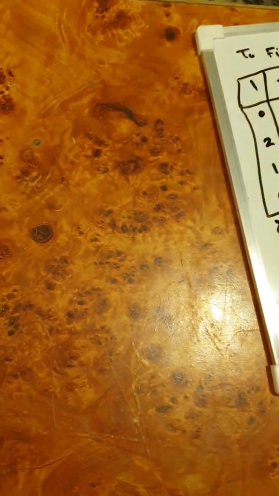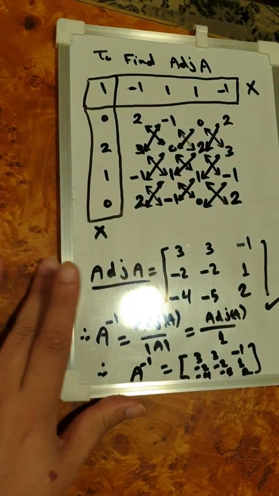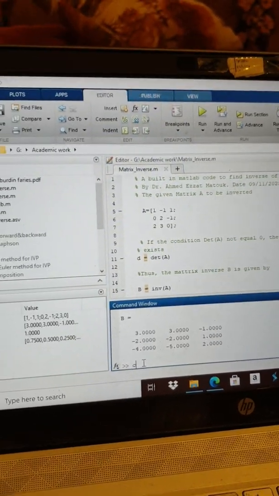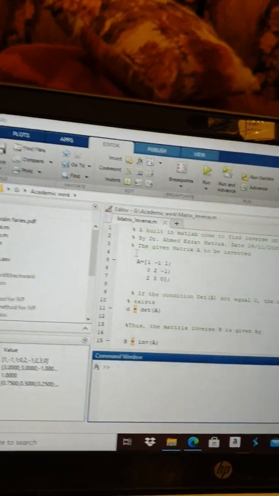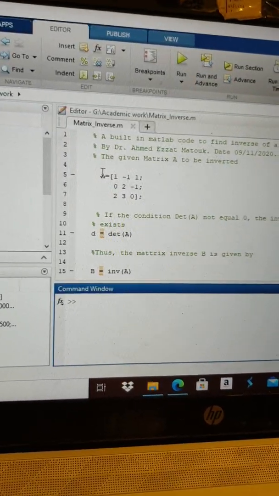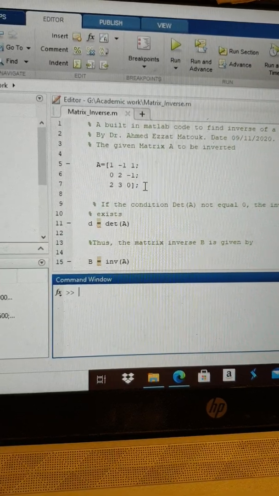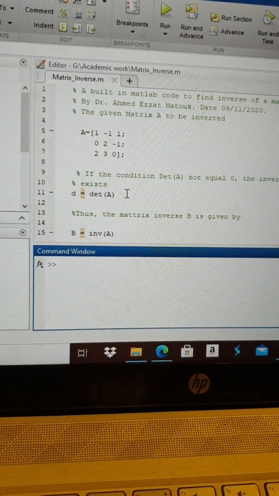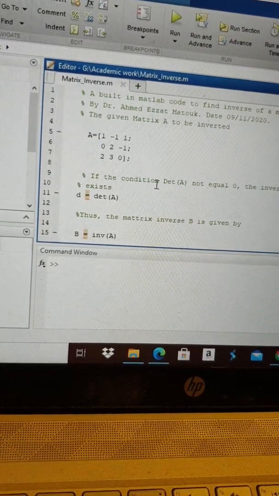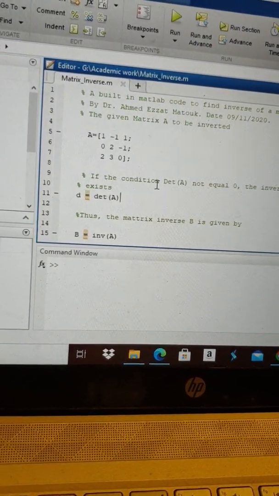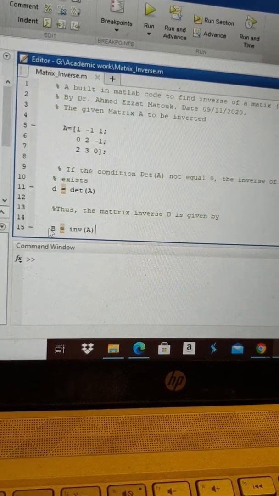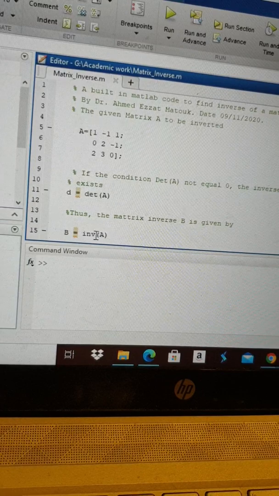Also we have a Matlab code to find the inverse of this matrix. This is a built-in Matlab code to find the inverse of this matrix made by me, and here we write our matrix, which has already been solved. Then we write the condition for existence of the inverse, the determinant must not equal 0. If the determinant D equals 0, then there is no inverse of the matrix. B here is the inverse of the matrix.